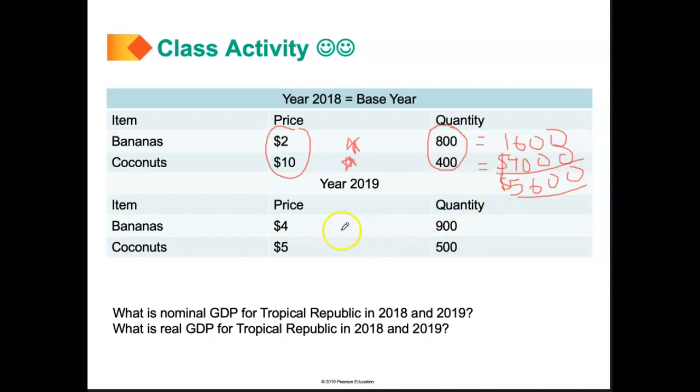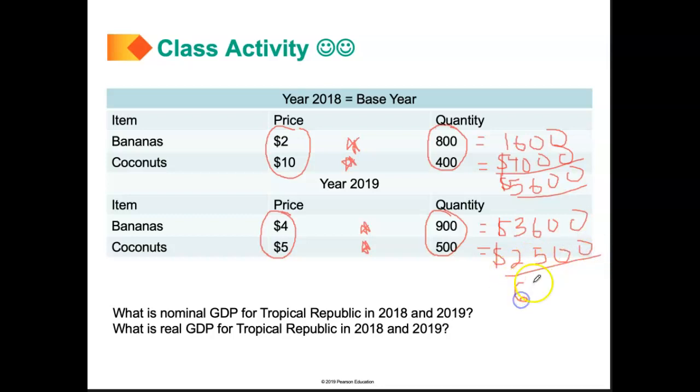Then we can find nominal GDP in 2019, so that's price times quantity. That is 900 times $4, and that is roughly 3,600. I have to do a quick mental math check there. And then that is going to be 2,500. So essentially, we have nominal GDP being 6,100 in 2019. This is what you're supposed to get.